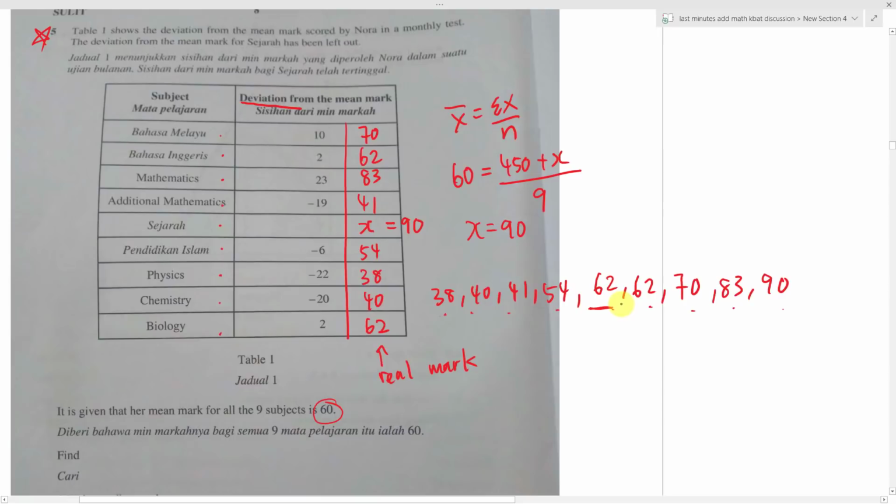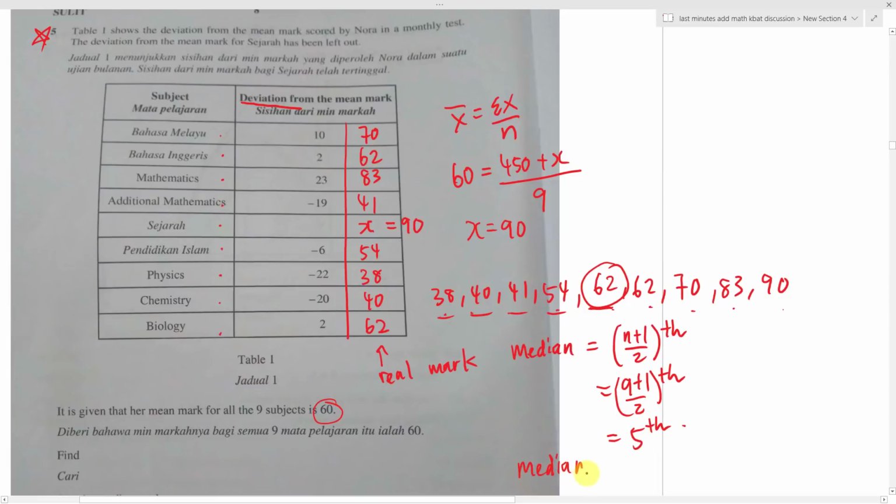But if you want to use the mathematical way to find the median value, the median for ungrouped data is the n plus 1 over 2 th value. My n is 9, so I do 9 plus 1 over 2 th. That means it will be the 5th number. So I count 1, 2, 3, 4, 5. My median mark will be the 5th one, not 5, alright? Which is 62, because they ask you to find the median mark.